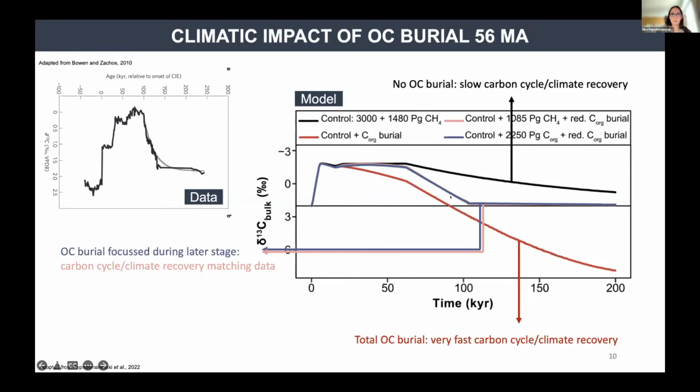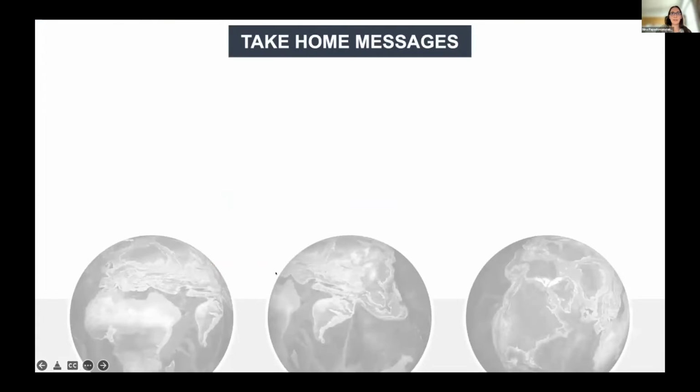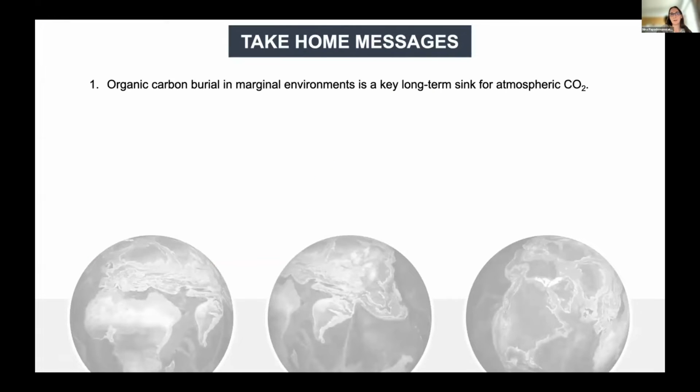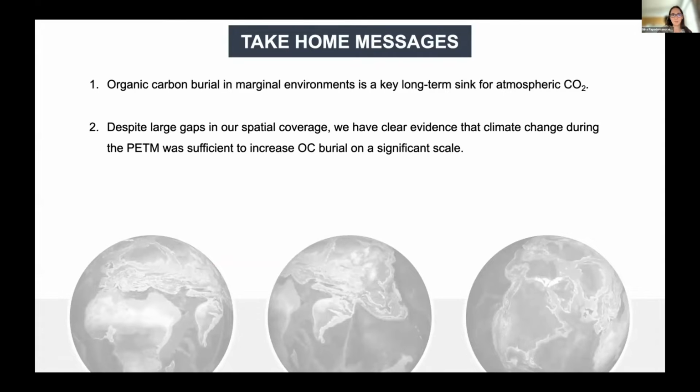But when we limit it to a specific time interval in the PETM and a bit closer to what is realistic, we really get very nicely the overall pattern and the fast recovery. So this means that organic carbon burial also in the past was pretty important for drawing down CO2 at the end of rapid climate change.